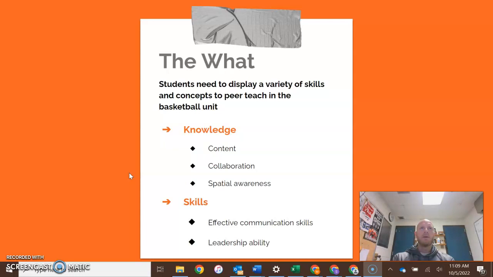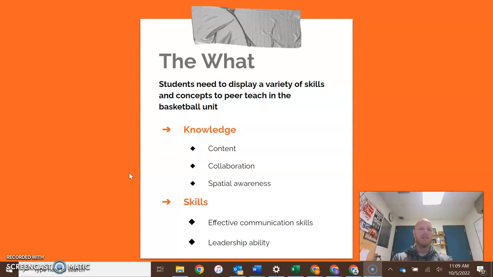Now that we've determined we're going to differentiate instruction, what is that going to look like and how are we going to do it? So for us in this unit, we're going to have students peer teach. Those students that were varsity basketball players, we gave them the foundation of skills that needed to be taught, entry-level skills, to their fellow students.